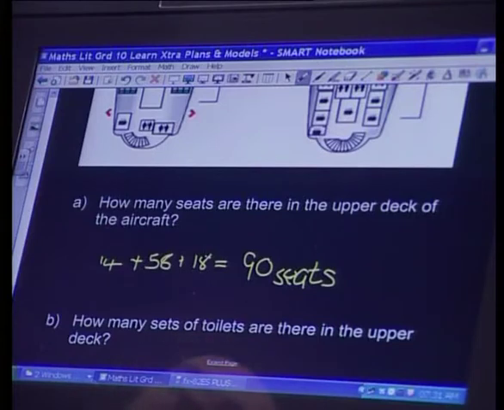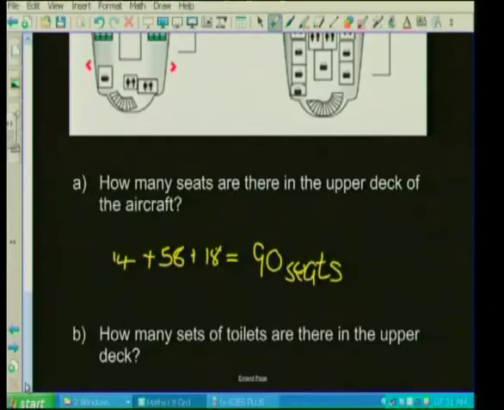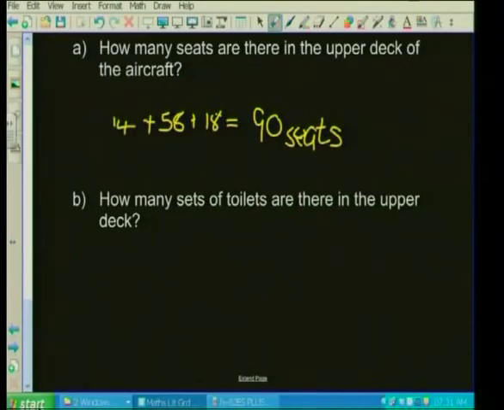Now, the nice thing about these questions is that really all the information is given to you. You've just got to make some sense of it in order to answer the questions that you're being given. Let's follow that up quickly with the second question. I'm just going to make a bit more space here. The second question, or part B, reads, how many sets of toilets are there in the upper deck?